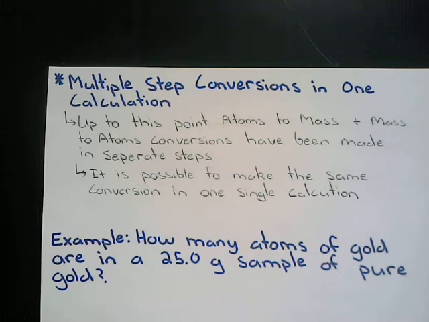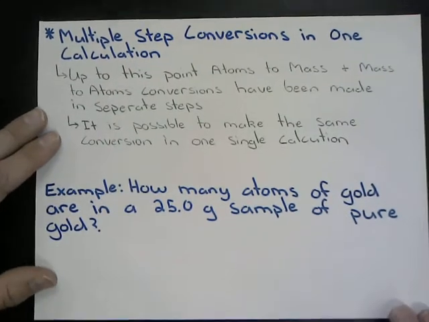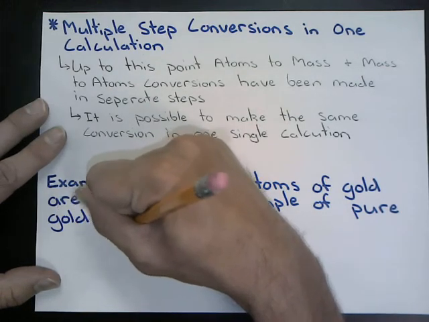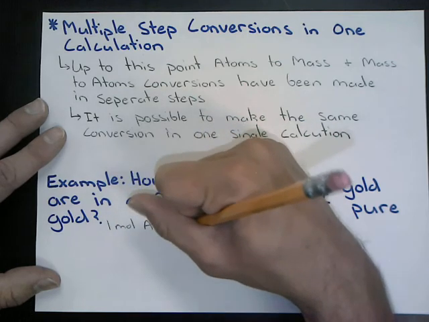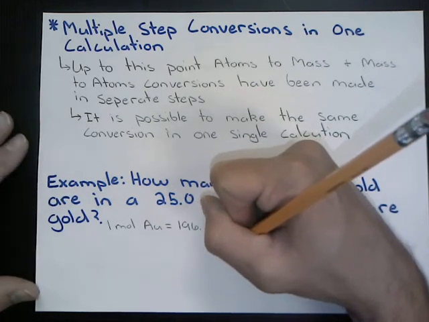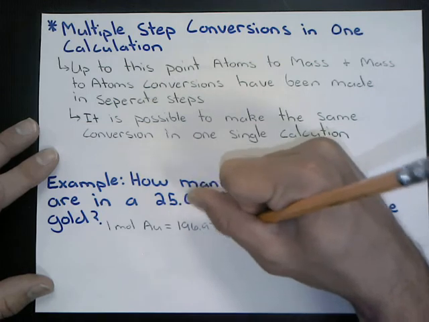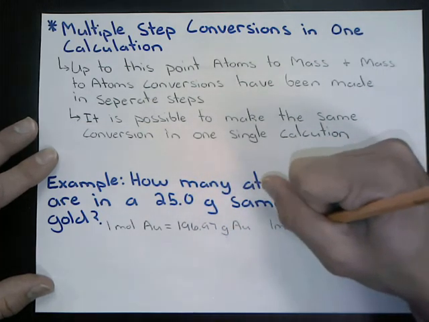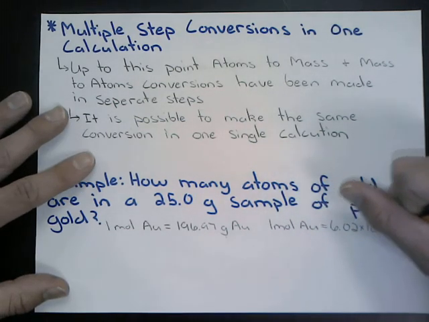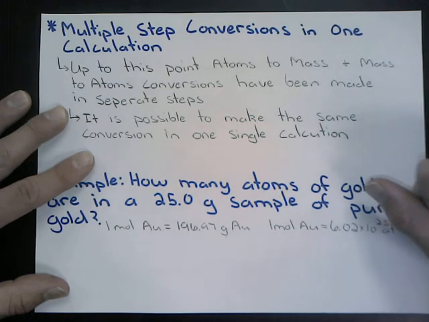So again, we've done multiple calculations for these multi-step problems, but we can put this all together. We've already done this problem, so we know the answer, but just to remind you: in 1 mole of Au, there was 196.97 grams of Au. And in 1 mole of Au, there was also 6.02 times 10 to the 23rd atoms of Au.